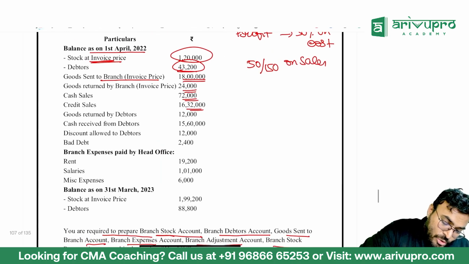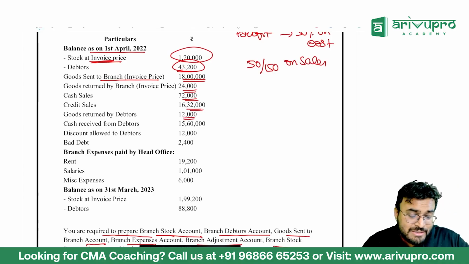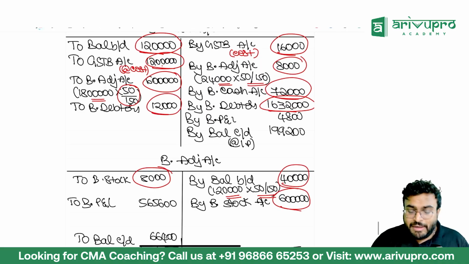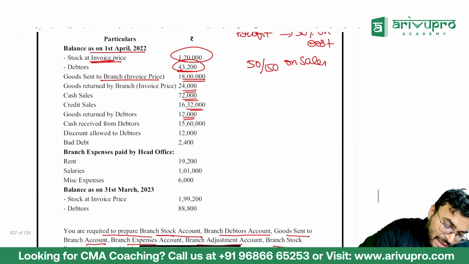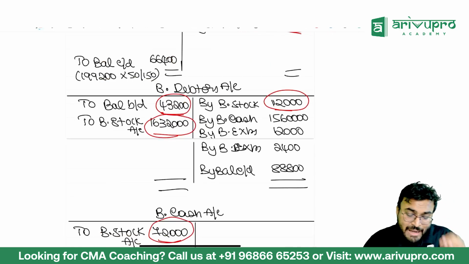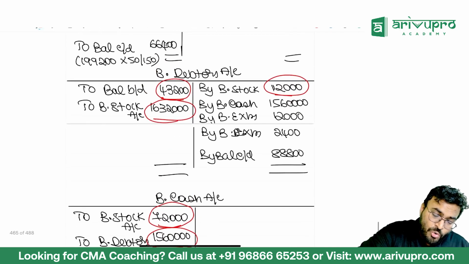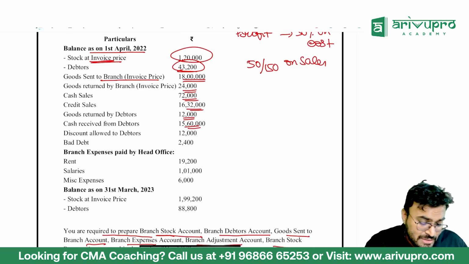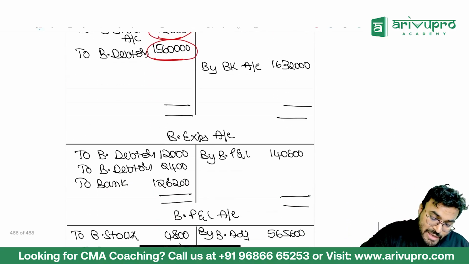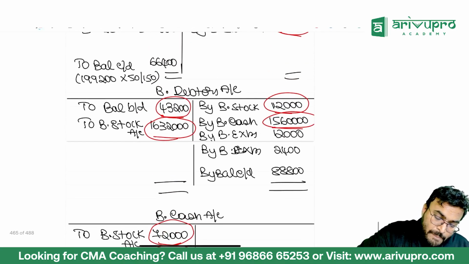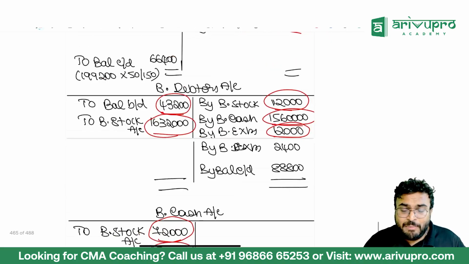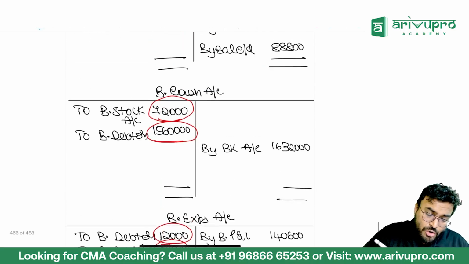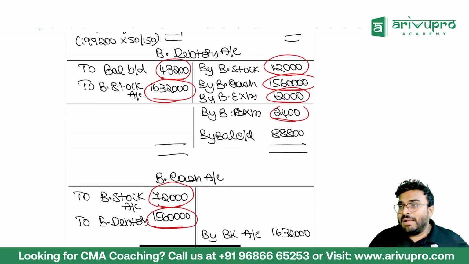Clear? Next, you have goods returned by debtors. The entry should be branch stock account debited to branch debtors account. Branch debtors is credited. Then cash received from debtors. The entry should be branch cash account debited to branch debtors account. Next, you have discount allowed to debtors. Discount allowed is an expense. So branch expenses account debited to branch debtors. Next, bad debts. The entry will be branch expenses account debited to branch debtors.